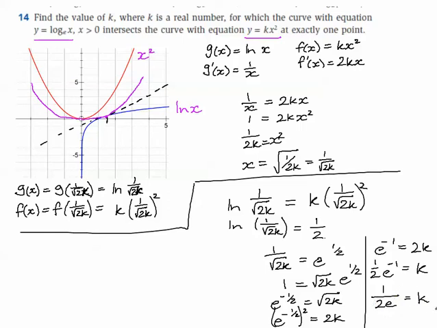So in order for them to intersect at one point, k has got to be 1 over 2e. And then they will intersect at one point, which means they share that gradient. So we'll be talking a little bit more about tangents at the end of next week.